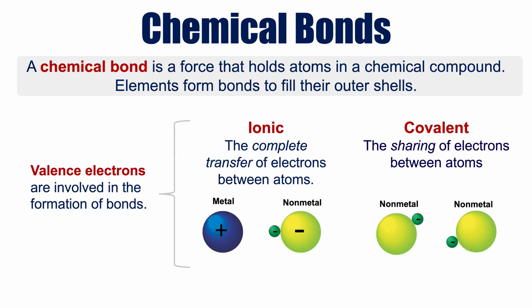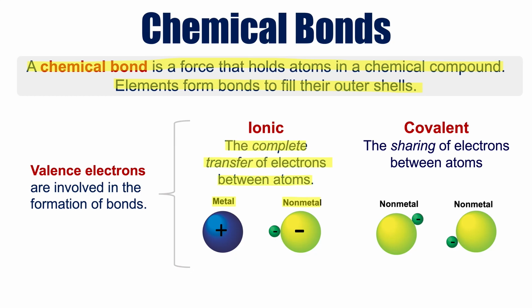All right, so what we know is a chemical bond is a force that holds atoms in a chemical compound together. Elements form chemical bonds to change their configurations. They want to obtain those full outer shells, like the noble gases, in order to become more stable. In any type of chemical bond, it's the valence electrons that are involved.